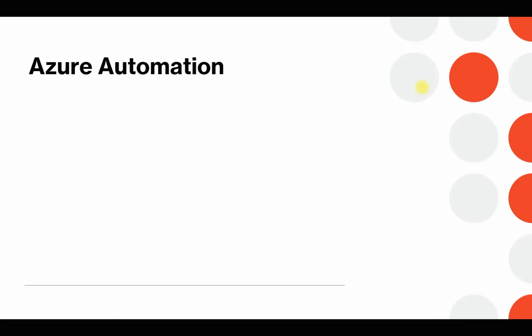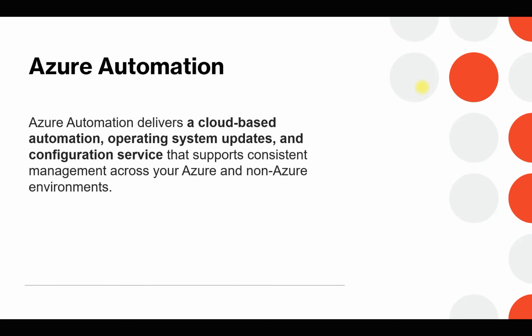Next thing we have is Azure Automation. If we talk about Azure Automation, if you know the AWS option, it's similar to that one, and Azure Automation delivers cloud-based automation. It can help us update the operating system and configuration services that support consistent management across our Azure and non-Azure environments. So it works not only for Azure resources but also for non-Azure resources as well.